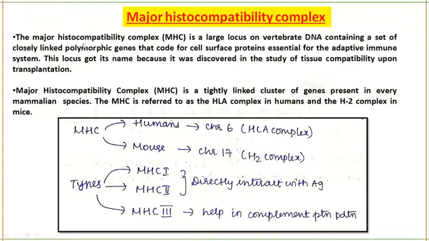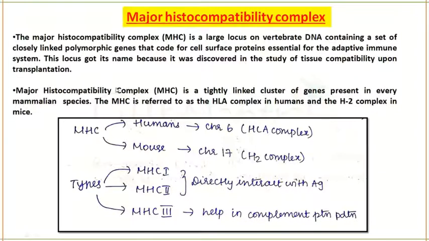So the major histocompatibility complex is the large locus on vertebrate DNA containing a set of closely linked polymorphic genes. Basically, these are genes that will encode for certain surface proteins that are essential in our adaptive immune system. And this locus got its name because it was discovered during tissue compatibility during the transplantation process.